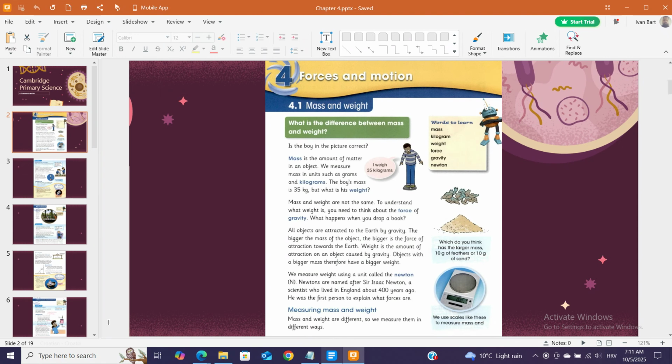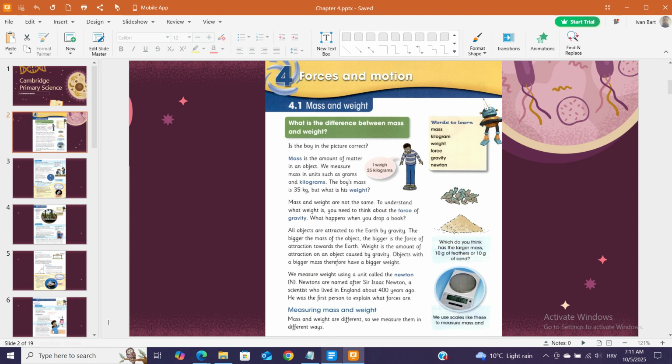Mass is the amount of matter in an object. We measure mass in units such as grams and kilograms. The boy's mass, I weigh 35 kilograms, is 35 kilograms, but what is his weight? Mass and weight are not the same.